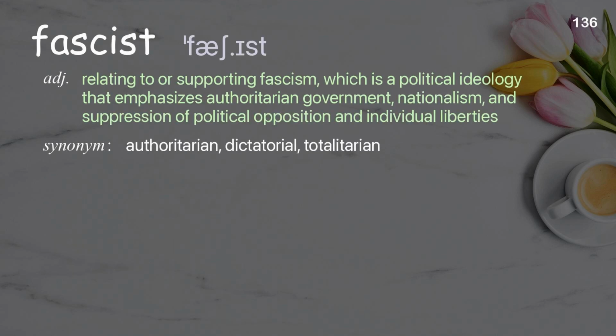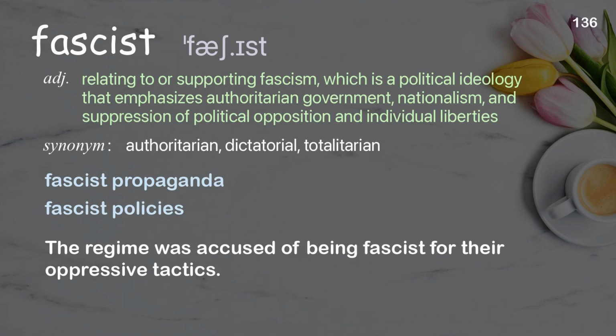Fascist. Relating to or supporting fascism, which is a political ideology that emphasizes authoritarian government, nationalism, and suppression of political opposition and individual liberties. Examples: fascist propaganda. Fascist policies. The regime was accused of being fascist for their oppressive tactics.